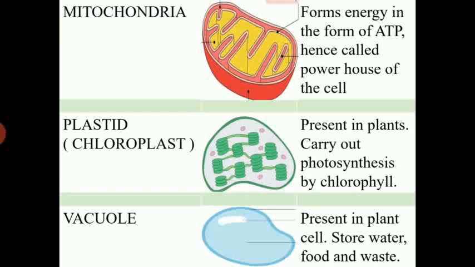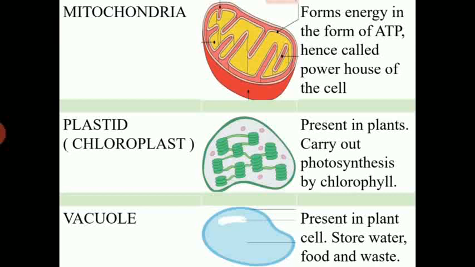And the mitochondria synthesize energy in the form of a chemical compound called adenosine triphosphate, abbreviated as ATP. So this ATP is called energy currency of the cell. So that's about mitochondria. The next organelle that we have is plastids. So plastids are generally present in plants. It is absent in animal cells.